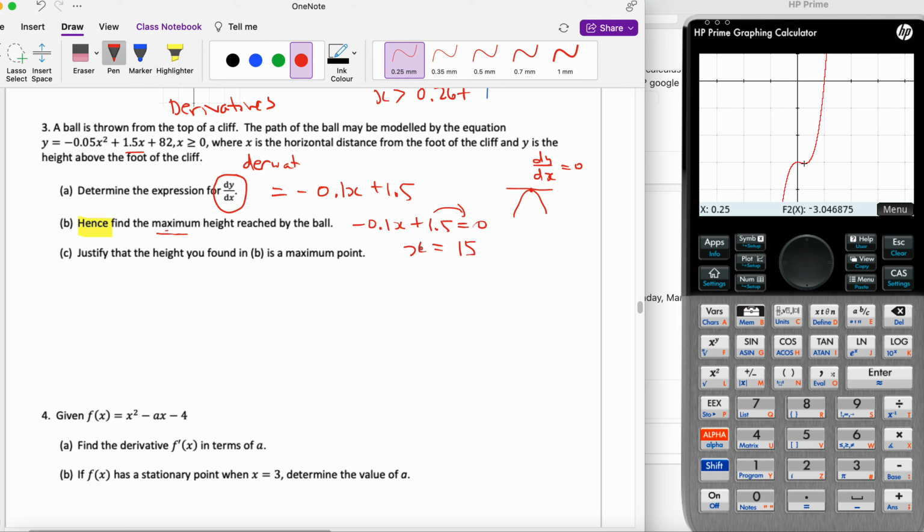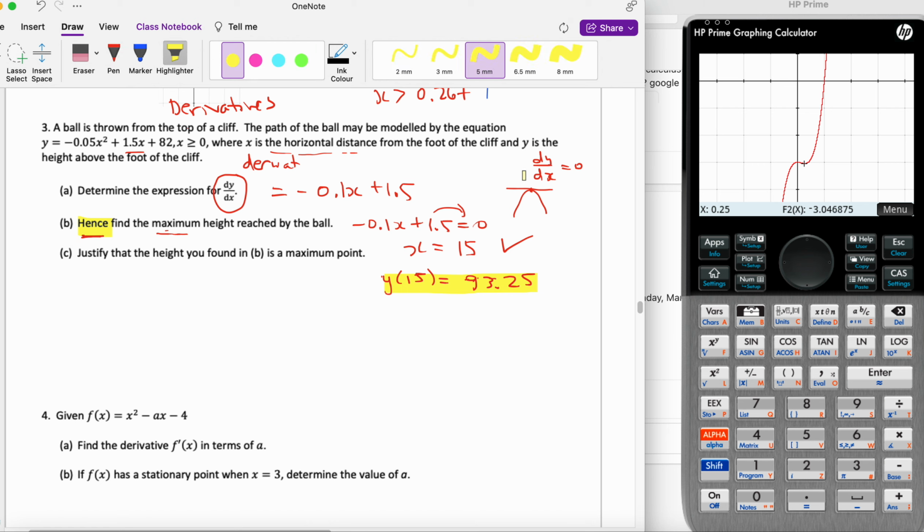Is this the maximum height? No. This is just the horizontal distance at which it occurs. If you actually want the maximum height, then we're going to substitute this in, right? So go back to the original function and sub it all in, and you should end up with 93.25. You, of course, can cheat and just put it into the calculator and get the max, but go through that process of setting the derivative to 0 first. That mark is always looking for you to set the derivative to 0.